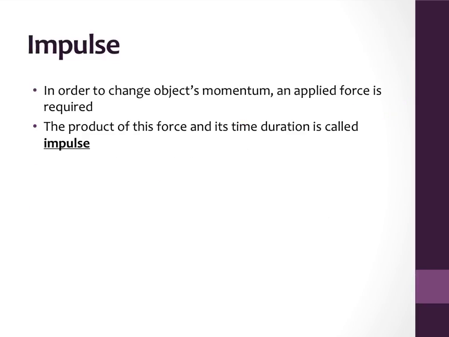Alright, now in order to change an object's momentum, you have to apply a force. And when you multiply this force with its time duration, this is what we call the impulse. So let's start with an object's change in momentum. So delta P, delta meaning change. When you change an object's momentum, you could either change its mass or its velocity, but realistically, you're most likely going to change its velocity. So m delta v. And when you apply that force over its time duration, you get F times t. That is what we call impulse, J.